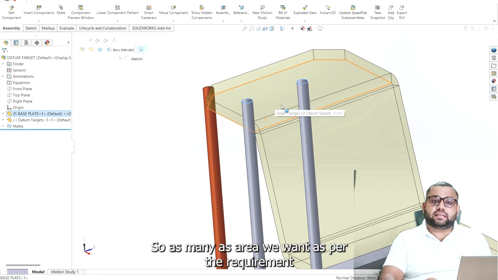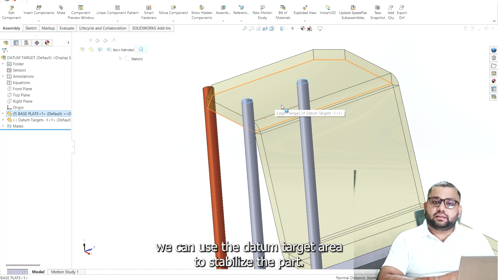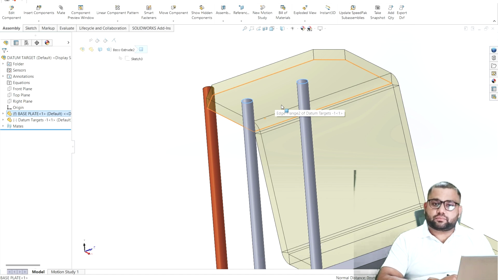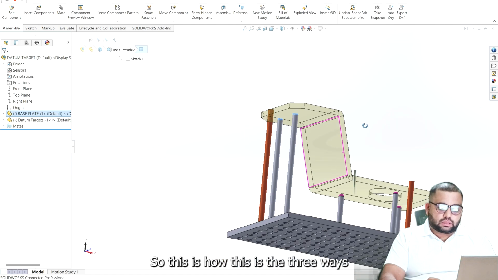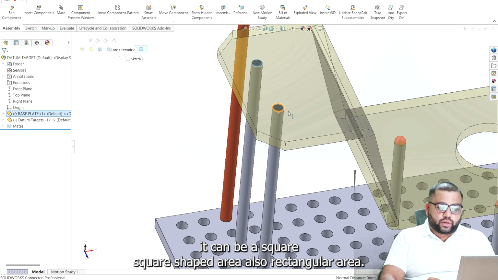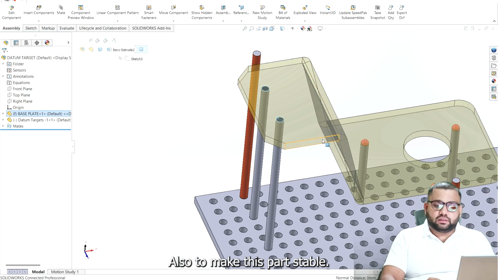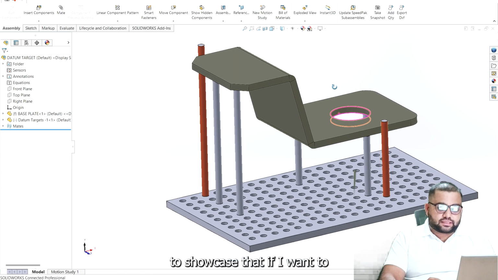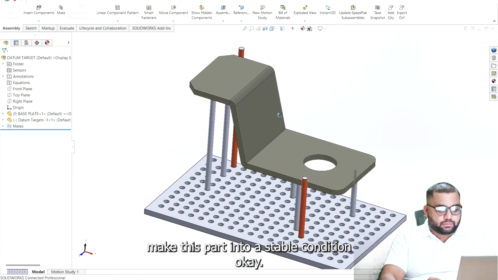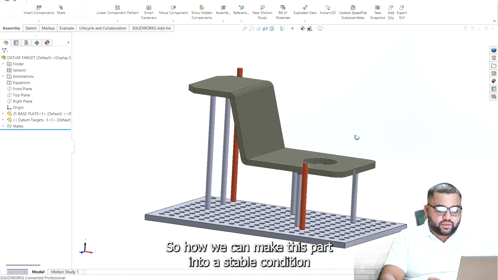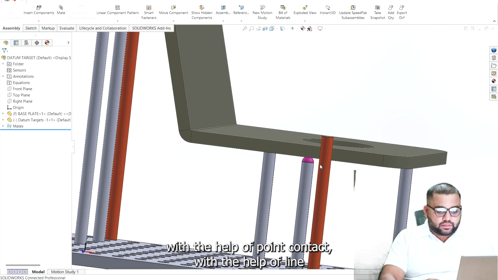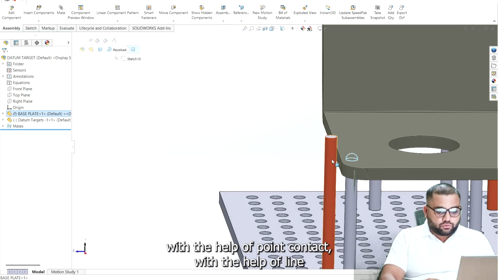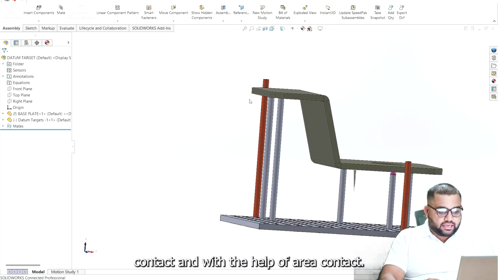As many areas as we want, as per the requirement, we can use the datum target area to stabilize the part. So these are the three ways. It can be a square shape area also, or a rectangular area, to make this part stable. This is just an example to showcase how we can make this part stable: with the help of point contact, line contact, and area contact.